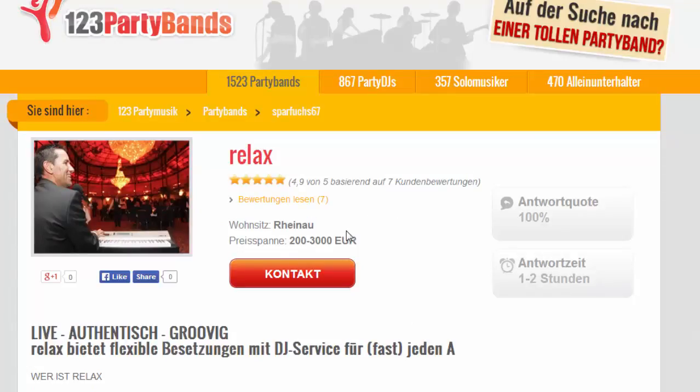We can see the city he lives in. We can see his price index, which is very, very big. It's varying from 200 to 3,000. So this is not ideal because it doesn't give the customer a good input about what would his price be. So the customer doesn't know if it's 3,000 or it's 200. So the best when we look at the presentation page is to have a very precise price index so that the customer knows if I book him, I'm going to pay exactly this amount of money.